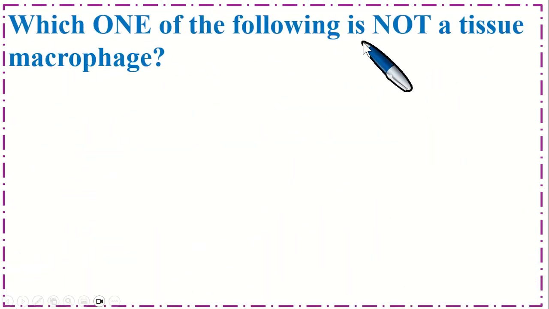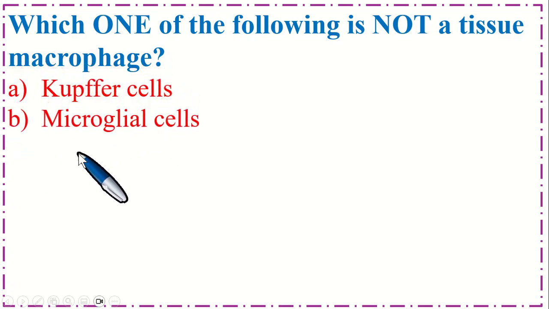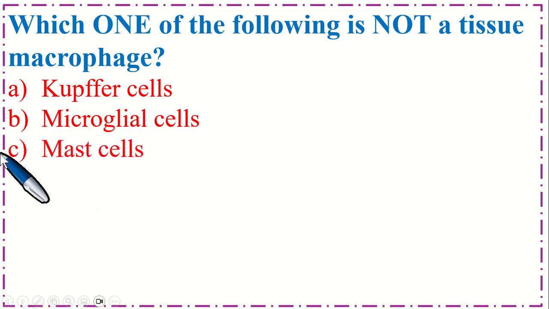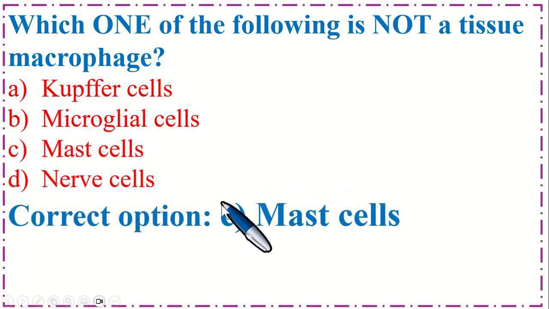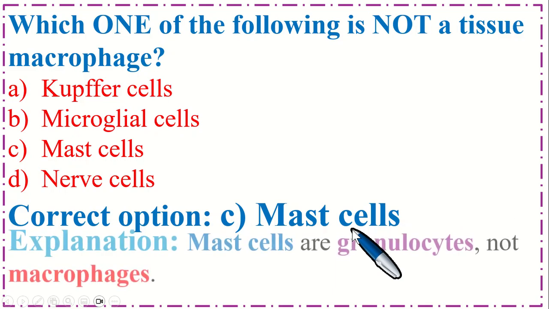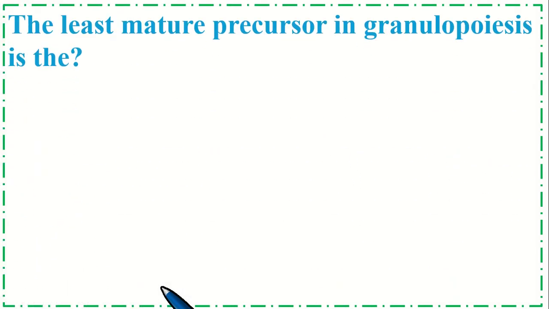Which one of the following is not a tissue macrophage? Option A, Kupffer cells. B, microglial cells. C, mast cells. And option D, nerve cells. So the correct option is C, mast cells. Mast cells are granulocytes, not macrophages. So this is very important MCQs.